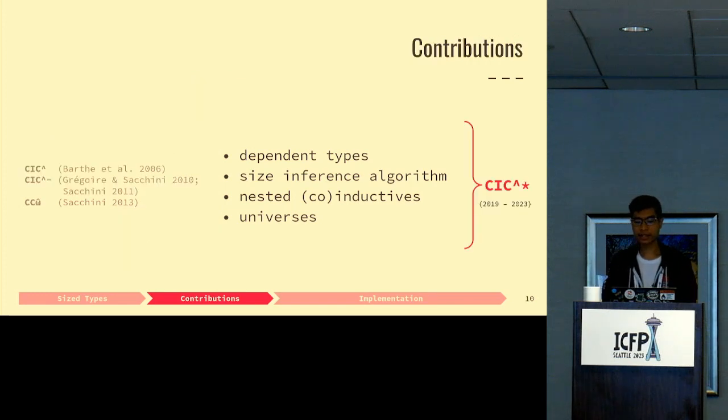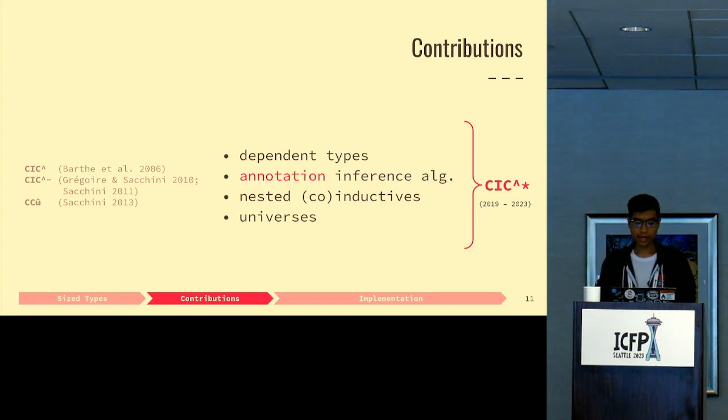However, there's still a gap between those past type systems and fully supporting size types in Coq. So we've therefore designed a new system, CIC hat star, based on these type systems to narrow that gap and bring size types closer to Coq. There are a number of changes that this entails.